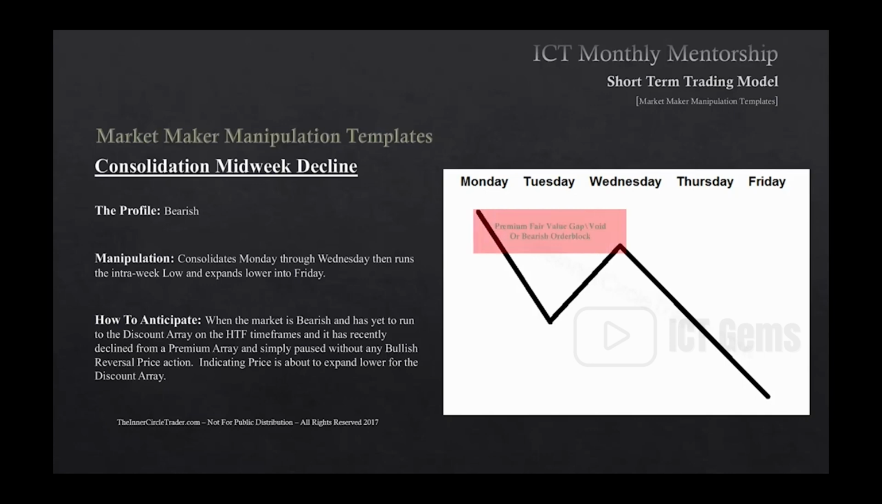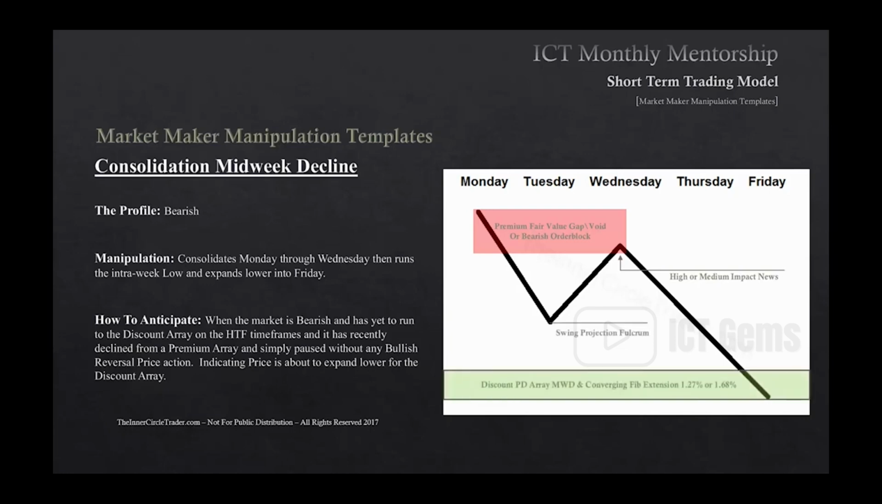Okay, what we're seeing is on Wednesday, it could occur on Tuesday too, but we're looking for a premium fair value gap or liquidity void to be filled in, or trading up into a bearish order block, and high or medium impact news in Wednesday London Open or New York Open. And we have a swing projection fulcrum point. And we expect to see the market trade down to a discount PD array in the form of a monthly, weekly, daily, and converging fib extensions in the form of 127 or 168. And again, it could be a perfect symmetrical price swing or 100% measured move.